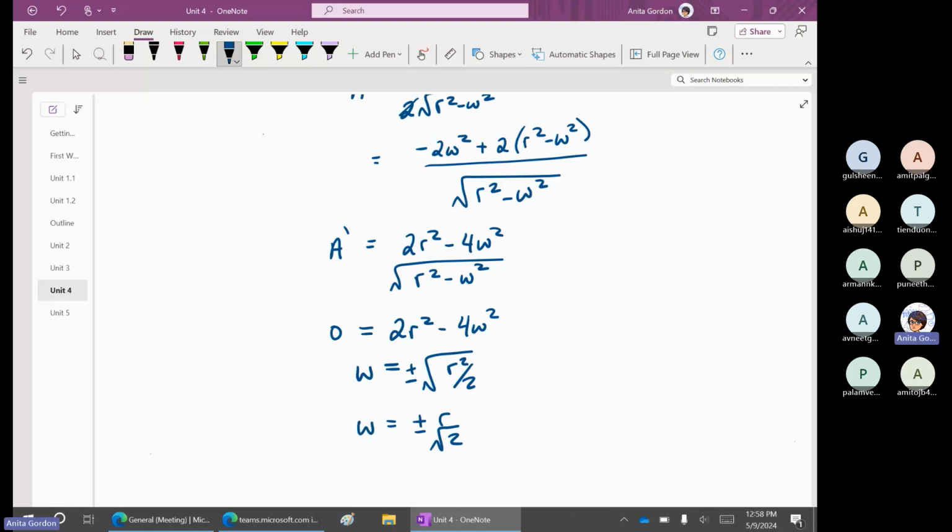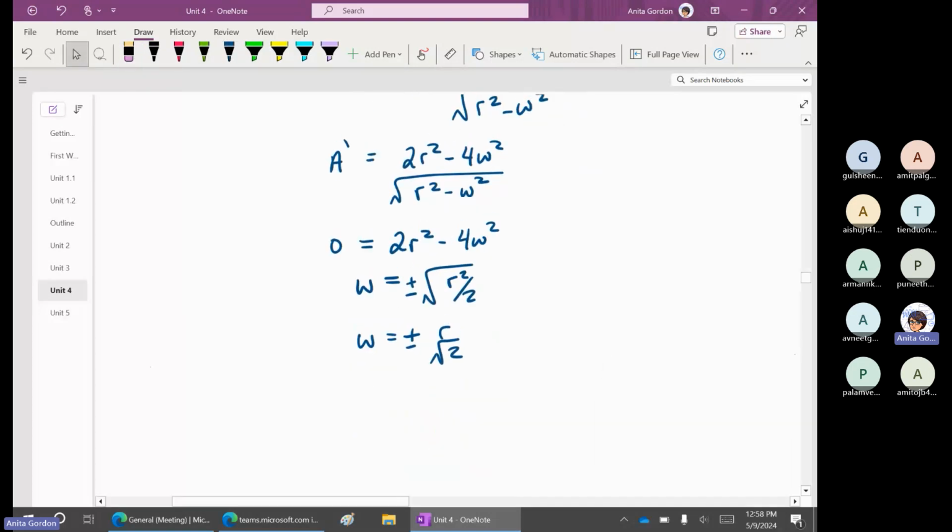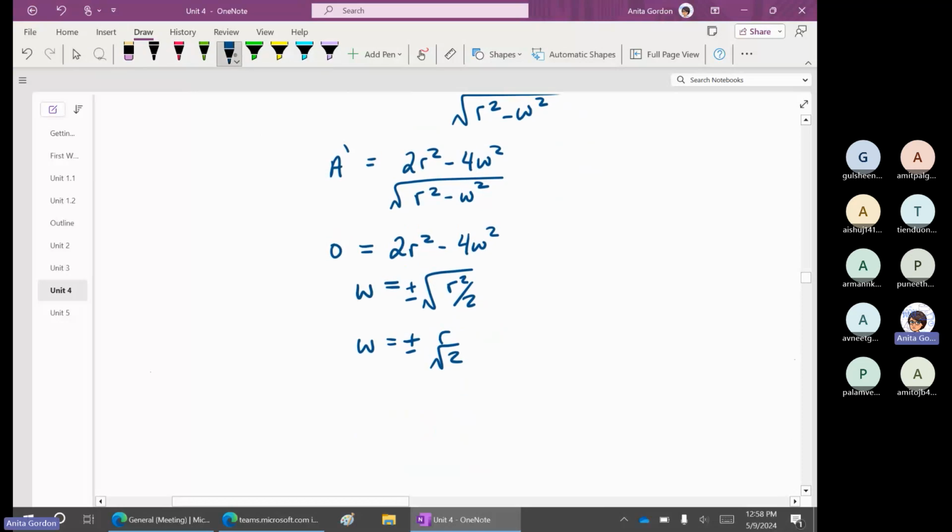Okay, if this represents W, which one, without doing a test, are we going to use? What does W represent? Can width be negative? No. So the value that we're looking for is the positive version of this, right? So the value of W is R over root 2. Actually, instead of erasing it, I'm just going to leave it as plus or minus because mathematically that is the answer. But we are going to use W is positive.